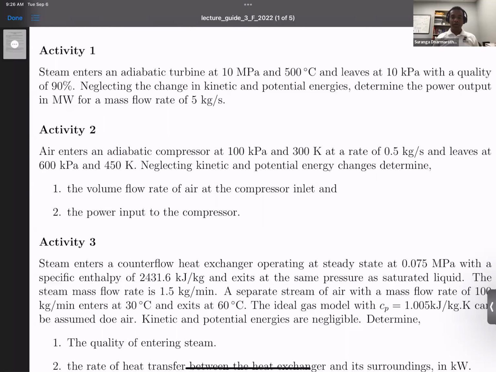Hello everyone, welcome to another video of thermodynamics. In this video, we will discuss how to use the first law of thermodynamics for an open system.